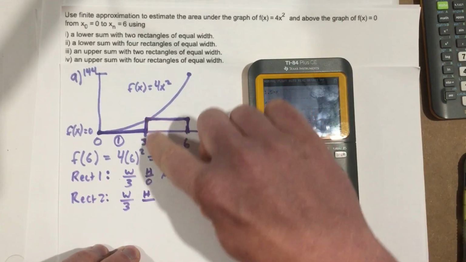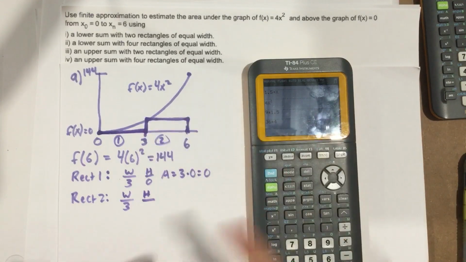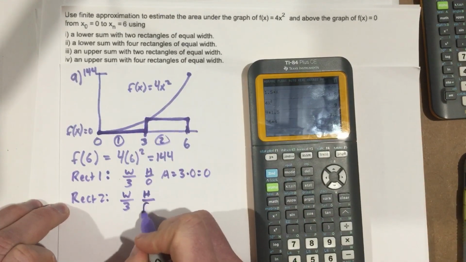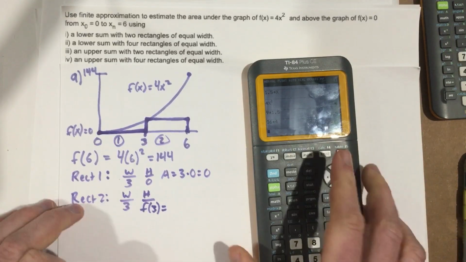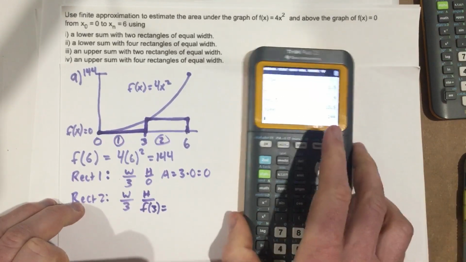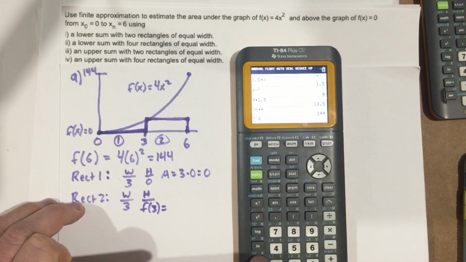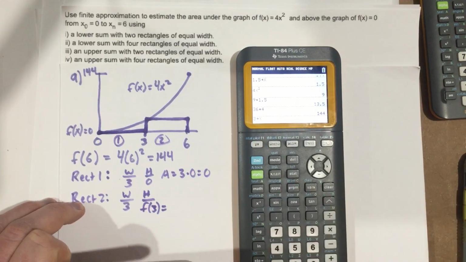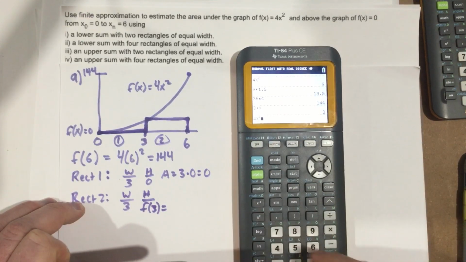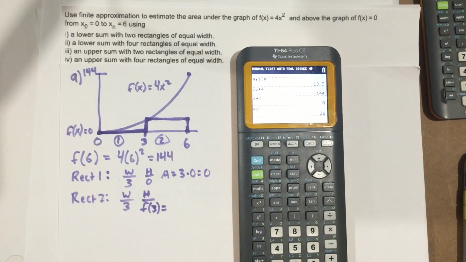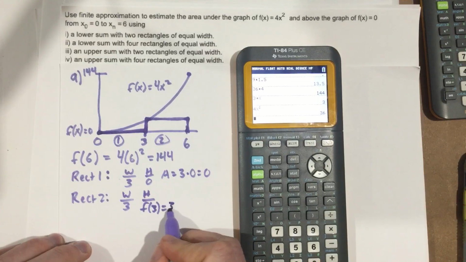So that height value would be essentially f of 3. So we're going to say f of 3 equals, and I'm going to use the calculator to do this. We're going to set 3 and store it as x. And then we type in 4x squared, hit enter, that's 36. So my height is 36 there.